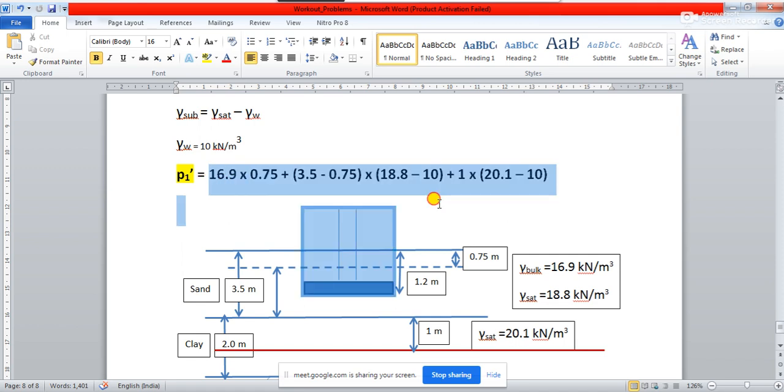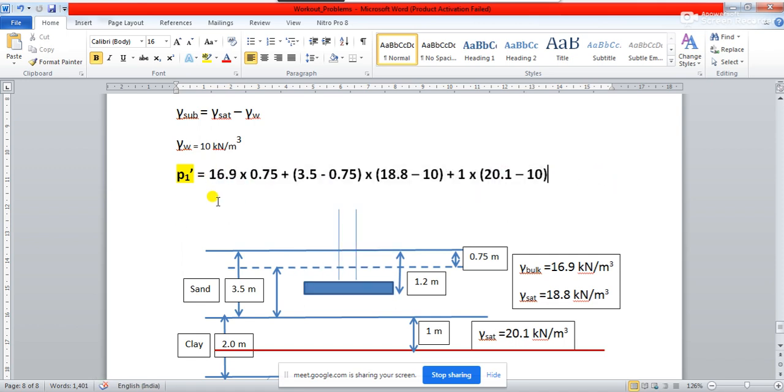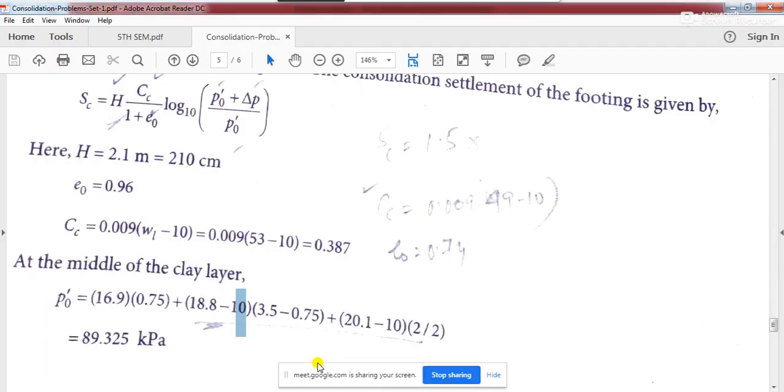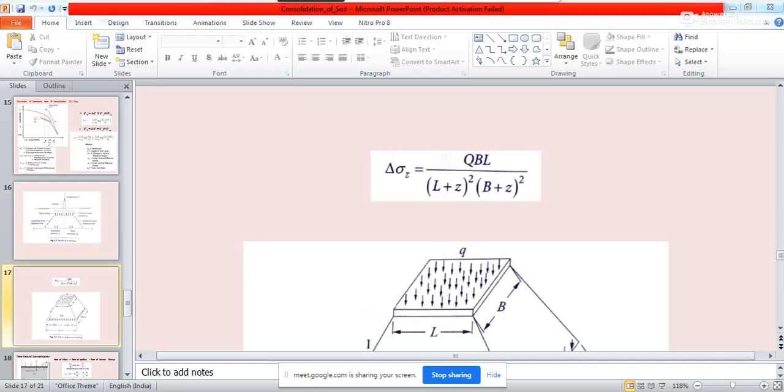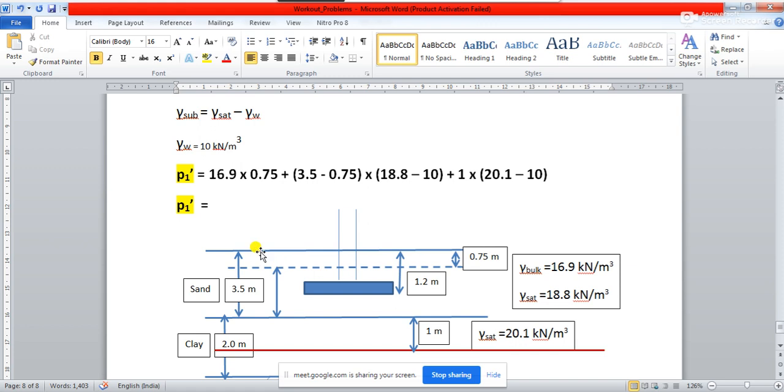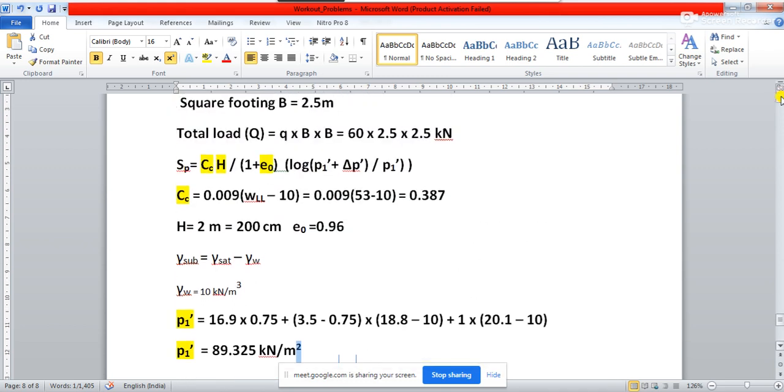So if you solve this equation, you are going to get some value for this. What is the value you will get? Can anyone calculate and tell, or should I write it from here? Sir, 89.32. 89.32, that is what is also given in the book. 89.325 kilonewton per meter square. Okay, clear? Now again you go back to this formula.